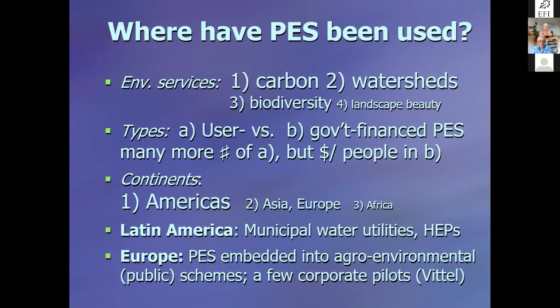Geographically, a lot of it has been in the Americas, both in North America and South America, a bit less, or quite a bit less in Asia and Europe, and very little in Africa, and often related to donor projects and trials of some kind. In Latin America, we've seen a lot of experiences being led by municipal water utilities, being worried about a supply of clean and regular water, and hydroelectrical plants, worried about erosion, etc. And in Europe, most of the PES schemes we know have been embedded into agri-environmental public schemes. There are also a few corporate pilots out there, like the very well-known Vittel scheme.